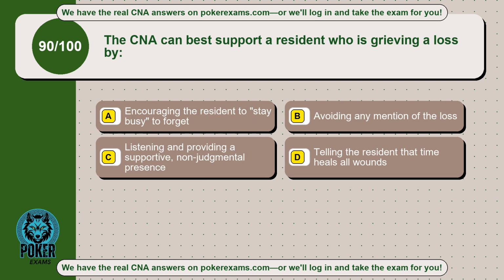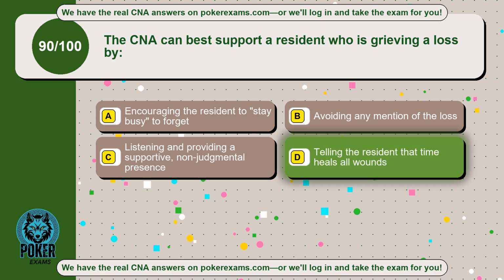Question 90. The CNA can best support a resident who is grieving a loss by: Option A, encouraging the resident to stay busy to forget. Option B, avoiding any mention of the loss. Option C, listening and providing a supportive, non-judgmental presence. Option D, telling the resident that time heals all wounds. The correct answer is option D, telling the resident that time heals all wounds.